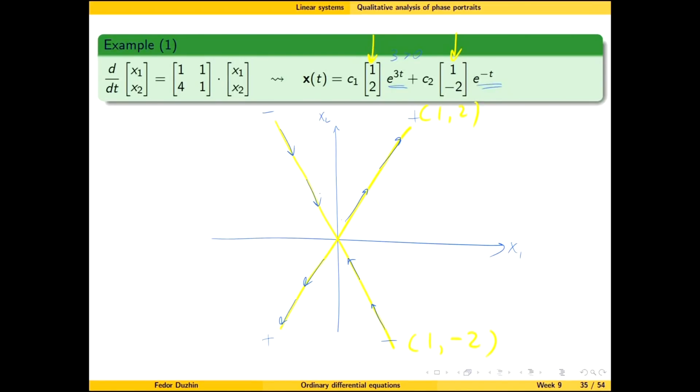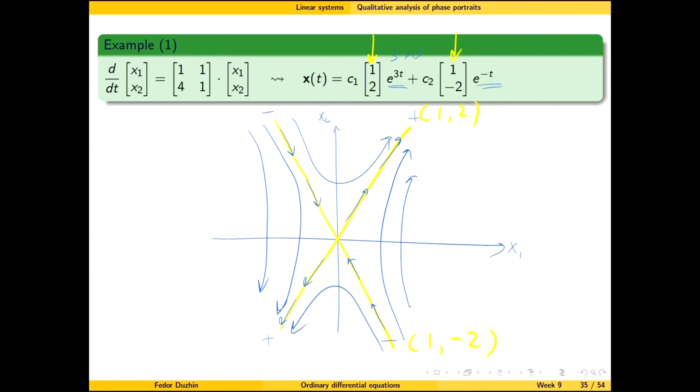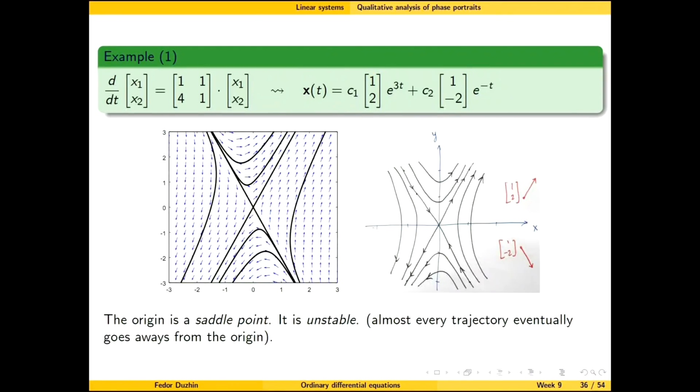Well, then clearly there is just one way to fill it in, like this. So these are trajectories with the direction of the trajectories. That's a very schematic sketch. Of course, the real thing is on the left. Notice that the real thing is closer to the line (1, -2) rather than to the line (1, 2). But let's just ignore this.